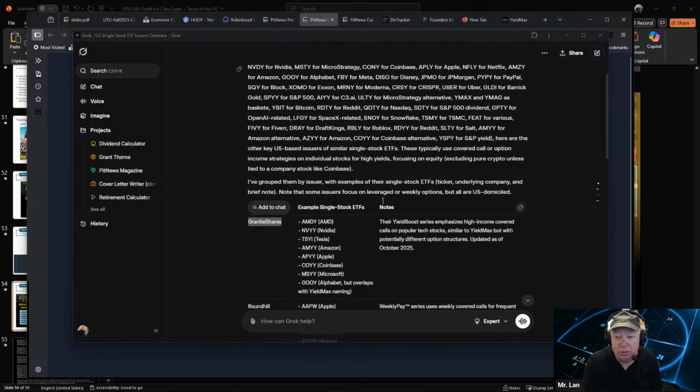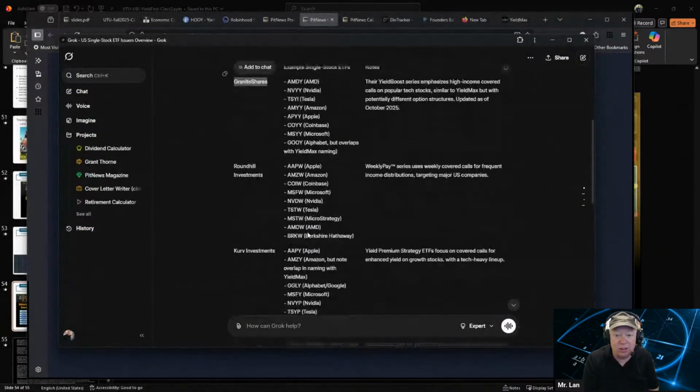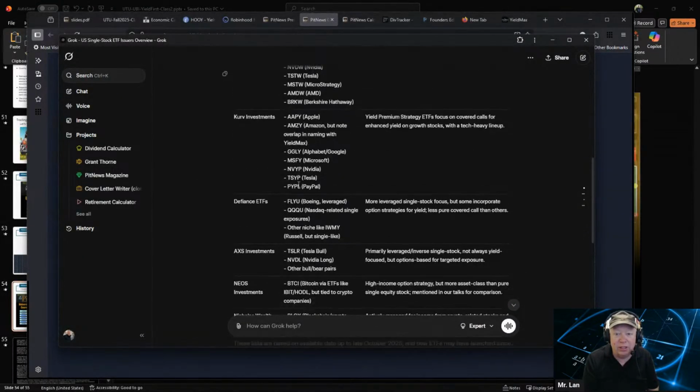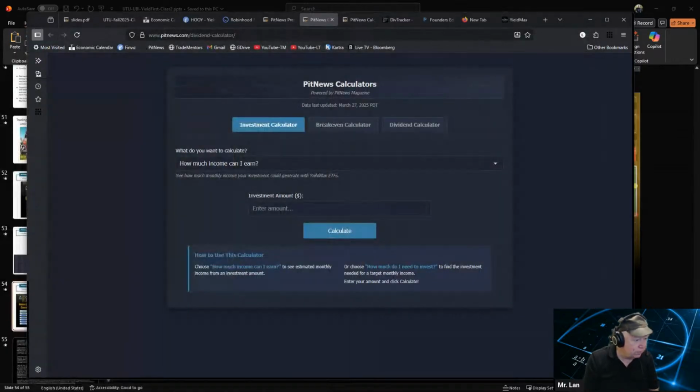All right, so we're going to be looking at these funds. We're going to go in and play with them. Now, the reason I bring that up is because Grok, I'm trying to get these Granite Shares and these Round Hill and these Curve Investments, Defiance, I'm trying to get those into this little calculator. So just keep watching for that, and eventually I'll get them in there. But for now, the little calculator only has YieldMax.